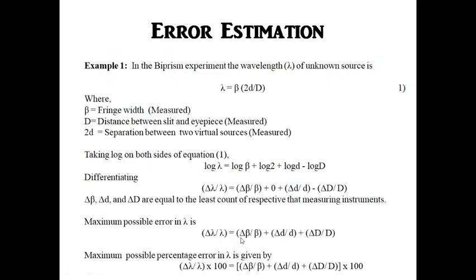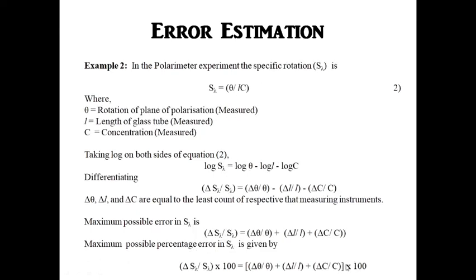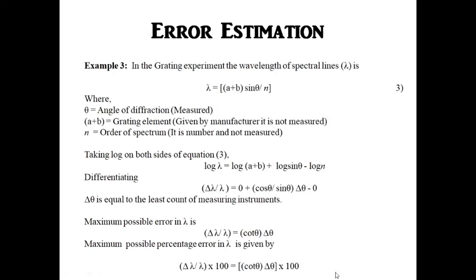For example, in the biprism experiment, when you calculate the wavelength of the unknown source, you will take the log and derivative, then differentiate, then you will calculate the maximum possible percentage error in lambda, which is given like that. Similarly in the polarimeter, you will take the log and derivative, and you will calculate the maximum possible percentage error in specific rotation here. Similarly for the grating, you can calculate the maximum possible percentage error in lambda, which is given by this one. Simply take the log and derivative and you will get the final answer for the error like that.